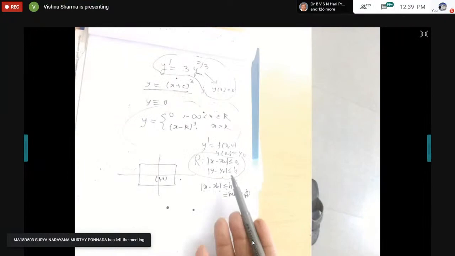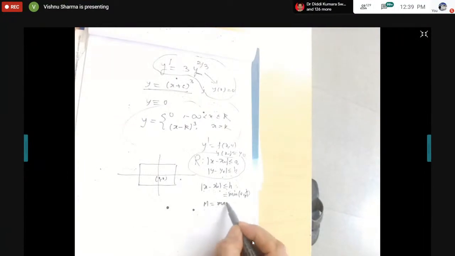What is the meaning of this theorem? It is very clear. What is M here? M is nothing but the maximum of this function over this region R. This is the region R.